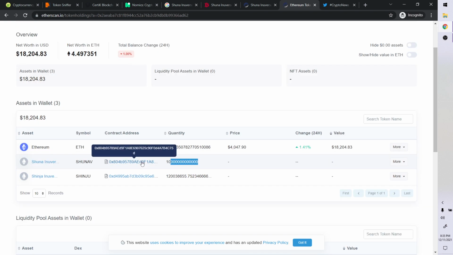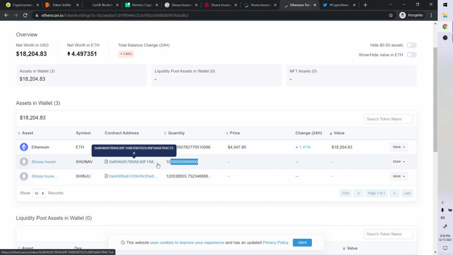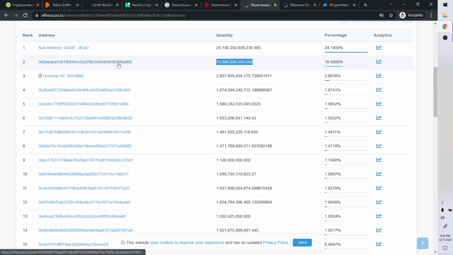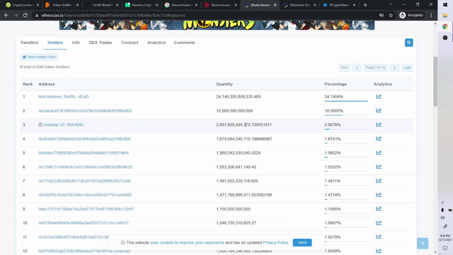Huh, look at that. No, it's not. Huh, weird. Okay. Oh, sorry. My apologies. Here we go. Alpha Delta 62, 366 Alpha Delta 62. Yeah. So that person right there has 10 trillion tokens. 10 trillion. Yeah. Ladies and gentlemen, this might be a rug pull.